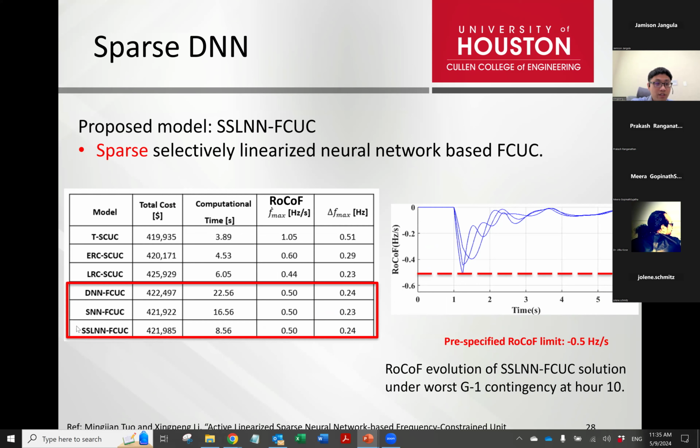Okay, and also when we apply the sparse neural network, we can further improve the computing performance, and also the physical system performance is retained. So you can see we can still achieve almost perfect frequency stability performance.